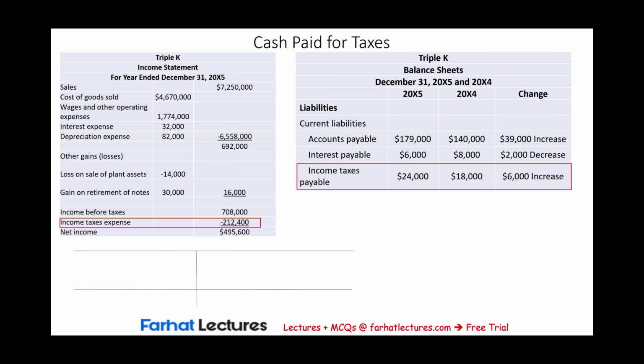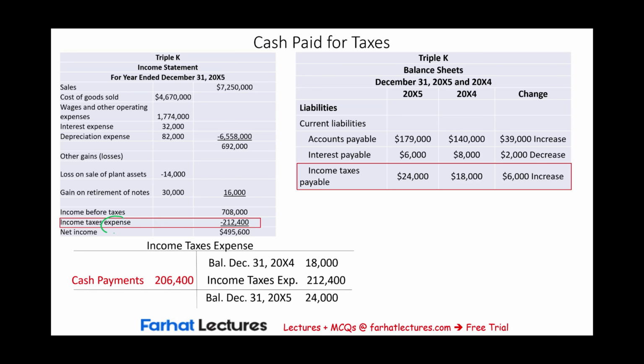Income tax expense. I recorded it on the income statement, $212,400. Now I need to take a look at my related balance sheet account, which is income taxes payable. So notice here my liability went up. My liability went up by $6,000. Well, what does that mean? It means of the $212,400, $6,000 of it I did not pay. How do I know I did not pay? My related liability went up. It means this is non-cash. It means the remainder of it is cash, $206,400.